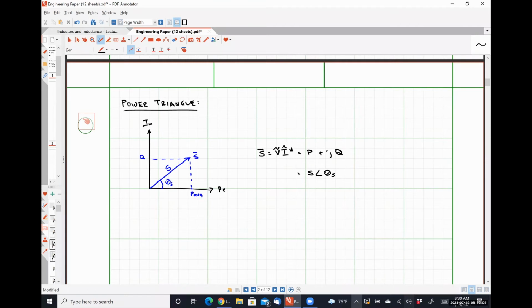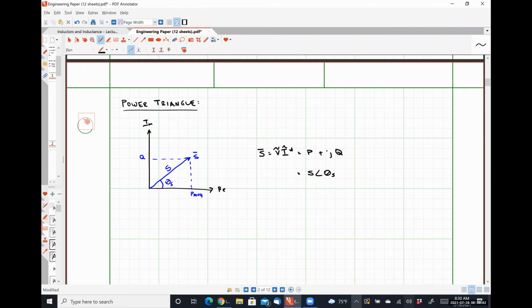One thing that's interesting and can be of considerable use, depending on the type of questions you're asked, is that the power factor angle theta s is determined purely by the impedance of the load, because theta s by definition is theta v minus theta i. Theta v minus theta i is also the angle of the impedance in polar form. So they represent the exact same quantity. So when we develop a power triangle like this, we can actually tell an awful lot about it.